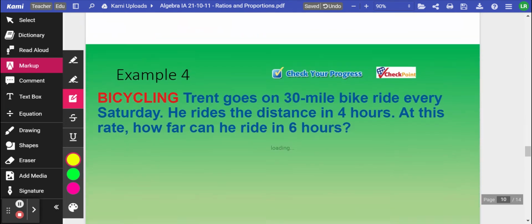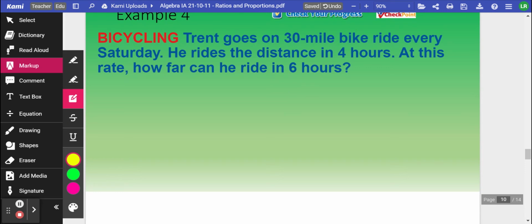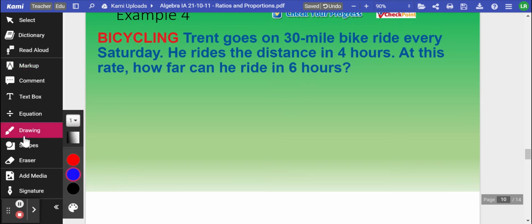All right, let's look at the next one here together. So we have Trent goes on a 30-mile bike ride every Saturday. He rides the distance in 4 hours. At this rate, how far can he ride in 6 hours? So I know he takes a 30-mile bike ride, and it takes him 4 hours. Those are things I know.